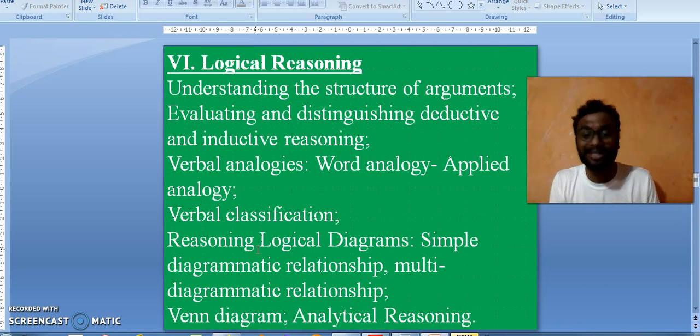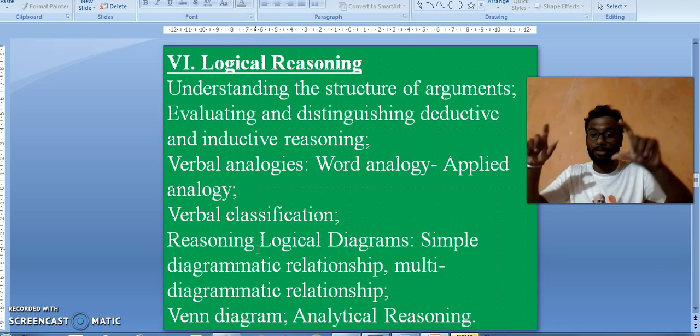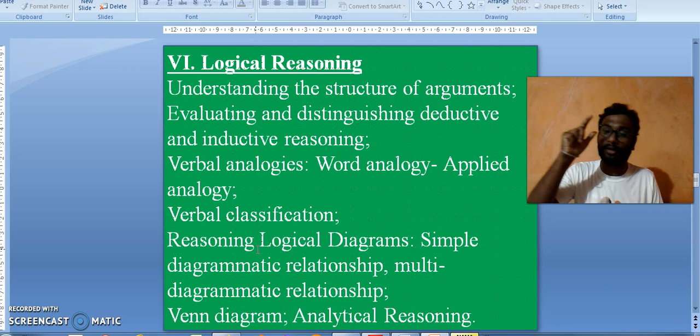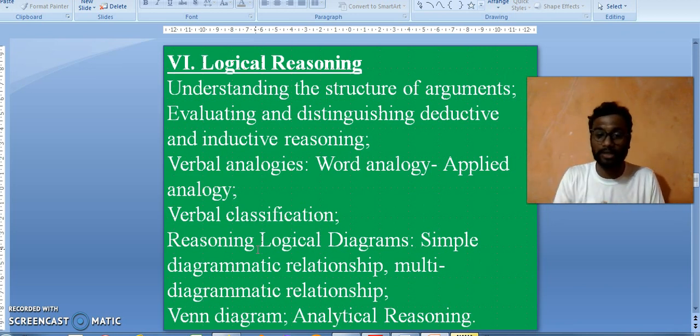We have the reasoning logical diagrams. In reasoning logical diagrams, you have to match it with the options: how the diagram is related to the following options, which option is related to the following diagram? So that kind of questions will be given.